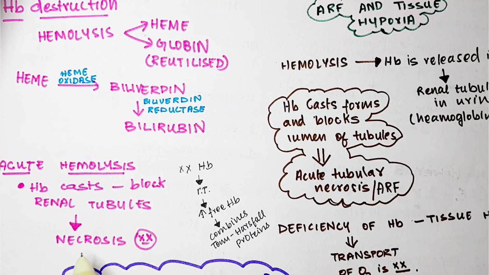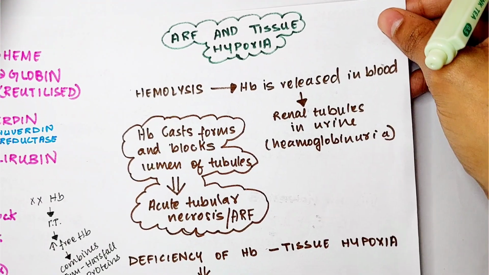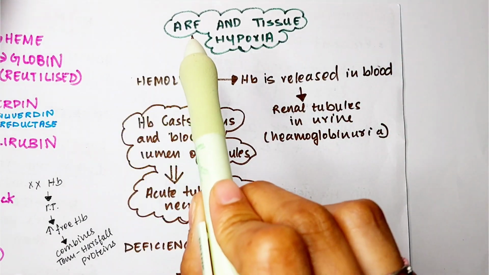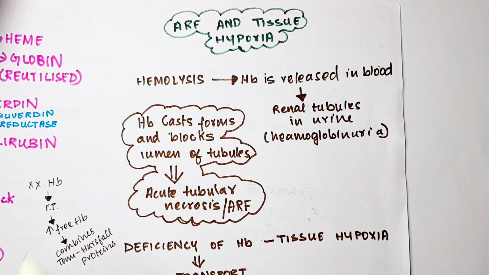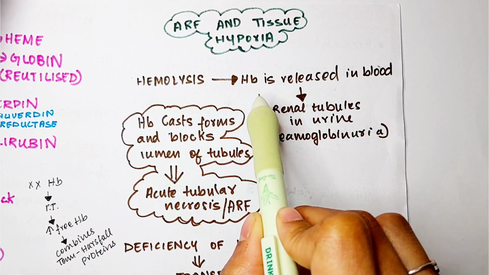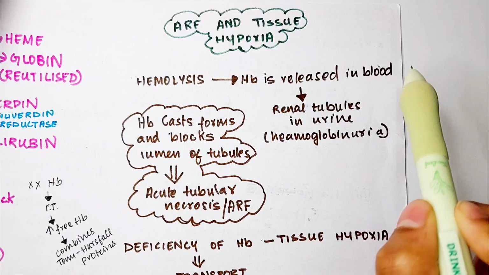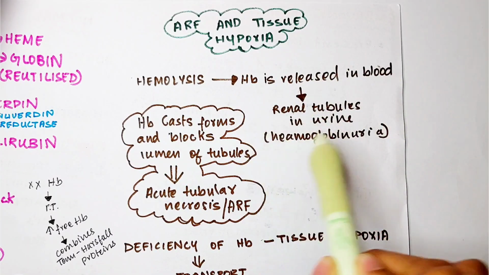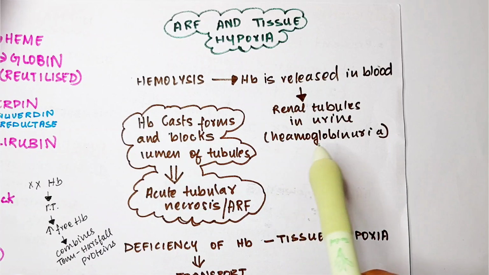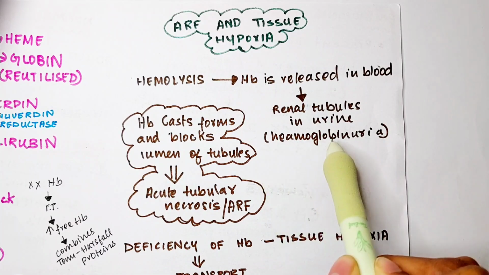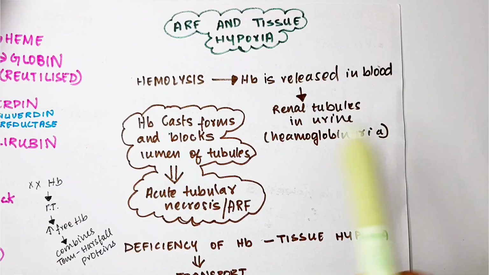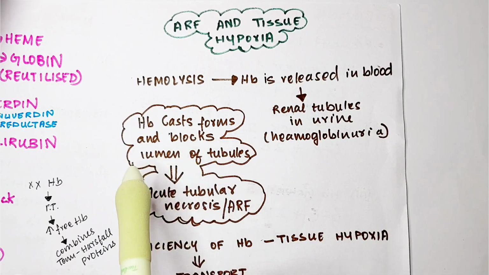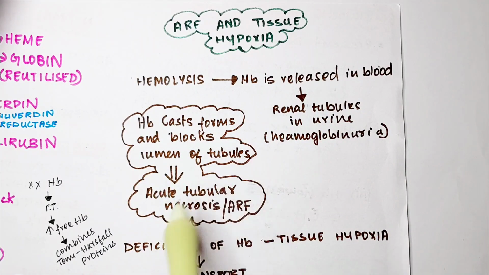Meaning, you and I, our renal tubules are officially dead. They have given up on us. So another leading clinical finding related to the same thing is acute renal failure and tissue hypoxia. Hemolysis is where hemoglobin is released into the blood, and this released hemoglobin enters the renal tubules, which is later excreted in the urine, and such a condition is known as hemoglobinuria, that is hemoglobin in the urine. Now, these Hb casts block the lumen of the renal tubules, causing tubular necrosis or acute renal failure.